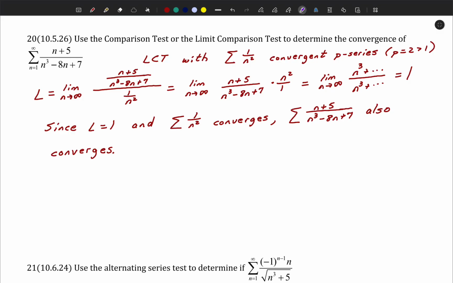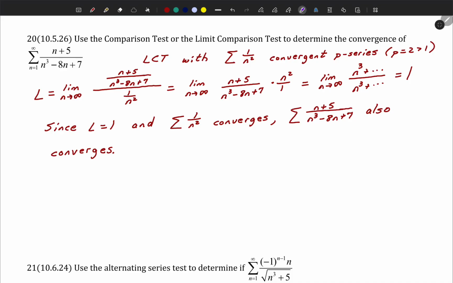Now, that's what I've done here. I've said I'm going to use the limit comparison test with the p-series 1 over n squared. And I know that 1 over n squared is a convergent p-series. The rule for convergent p-series is that the degree in the numerator and denominator has to be greater than 1. If it's less than or equal to 1, it diverges. This is 2, so my denominator gets large enough, fast enough to make this series converge.